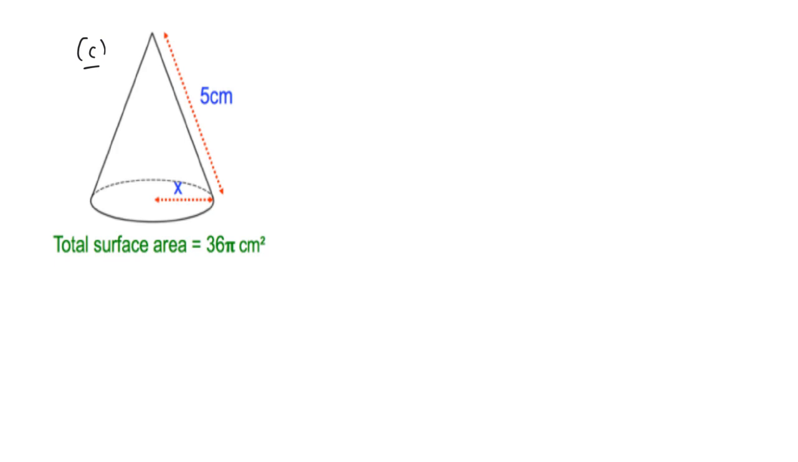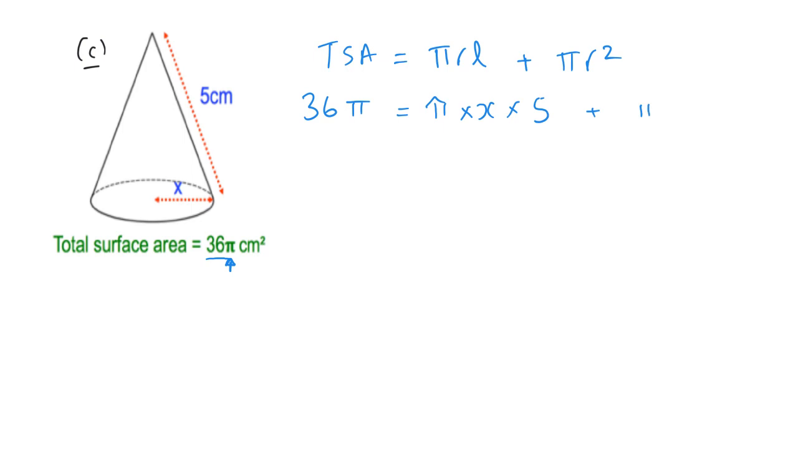Our last part then, part C, so this time we're looking for x and it's the radius. And again, notice in the total surface area, we have a pi down here. So our total surface area is pi r L, the curved part, plus the base, which is pi r squared. So 36 pi equals pi times x times 5 plus pi times x squared. Again, hopefully you can see that there's pi in each of the terms, so we can cancel those out.